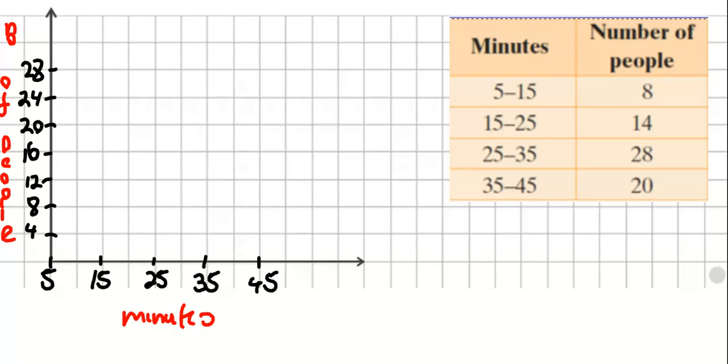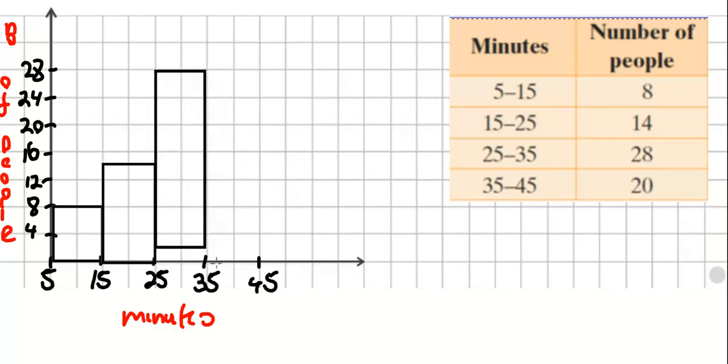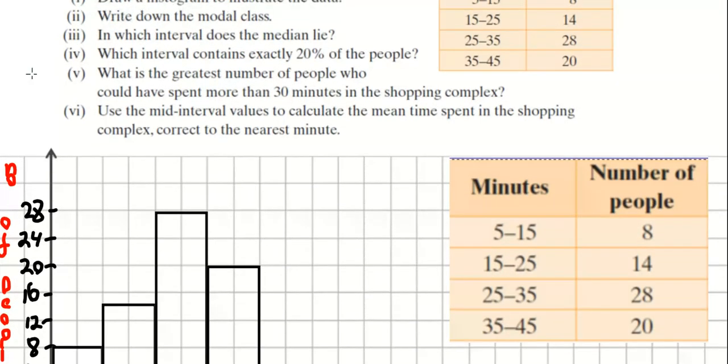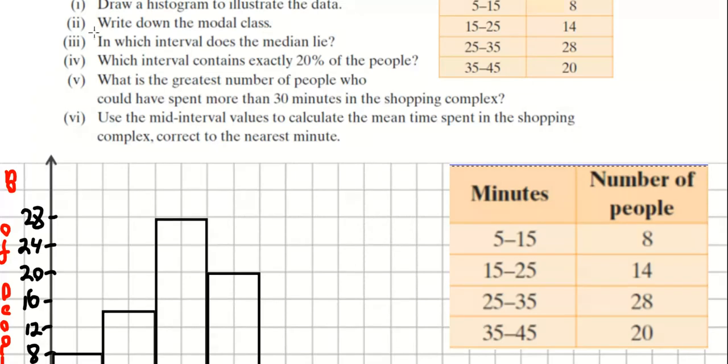Okay, you draw your histogram, and your histogram looks as follows. You got 8 for the first one. You got 14 for the second one. You got 28 for the next one. And finally, you got 20 for the last one. Okay, I have my histogram now. Now, write down the modal class. Who's the modal class? The most common one is 25 to 35.